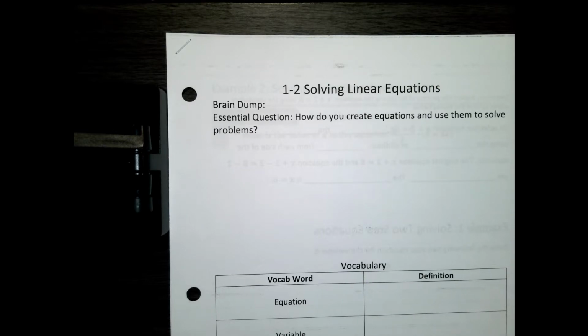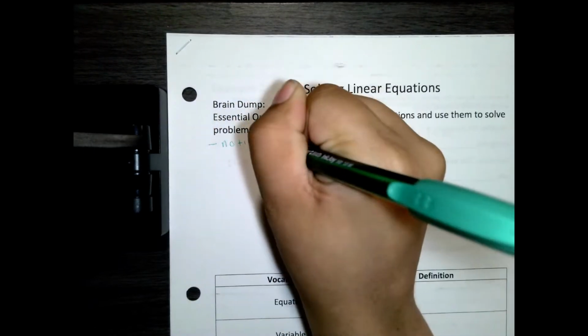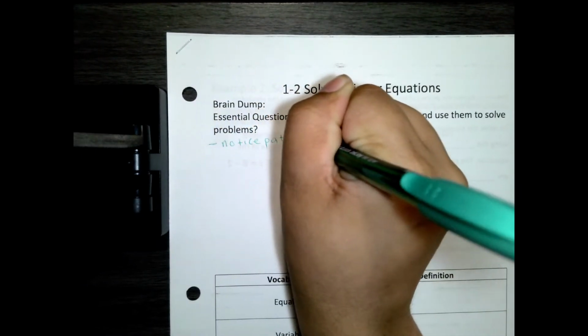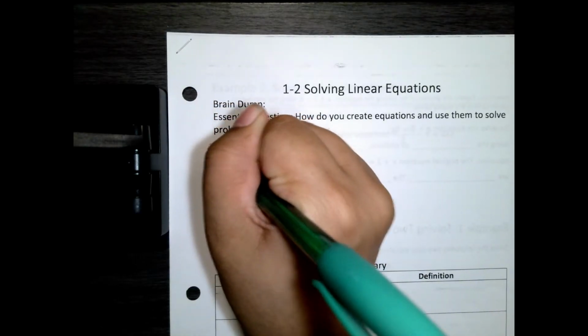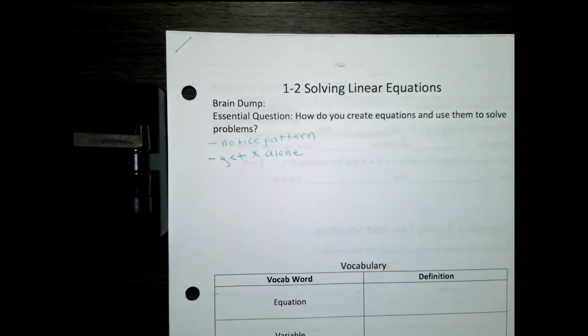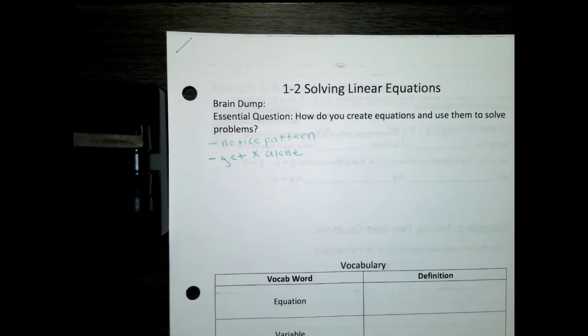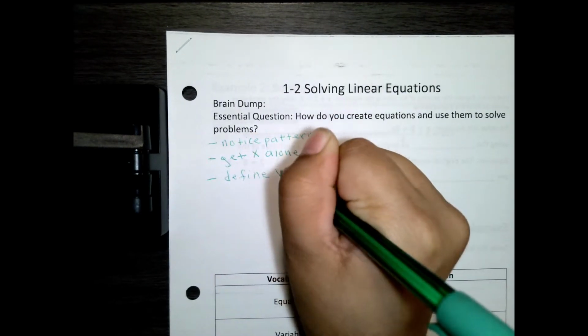A couple things that may come to your mind when you think about that is we probably want to make sure we notice patterns. So if you're given a bunch of things, you may want to notice a pattern. A pattern may help us be able to create an equation. Well, when it comes to solving equations, we know to get x by itself. So get x alone. When it comes to creating an equation, we need to know to define our x. So let's define x.